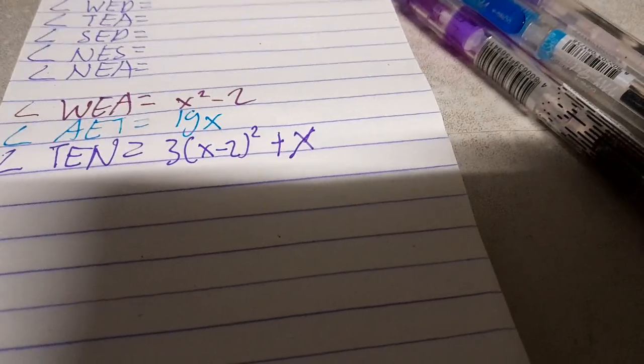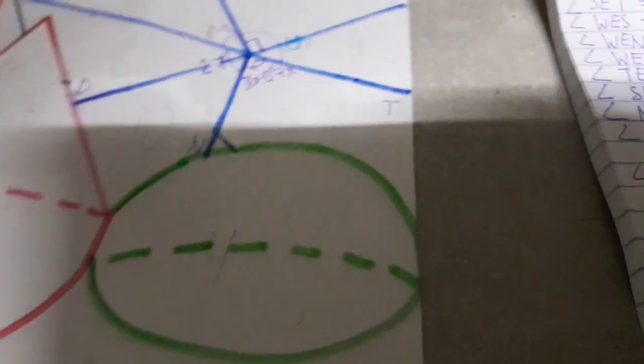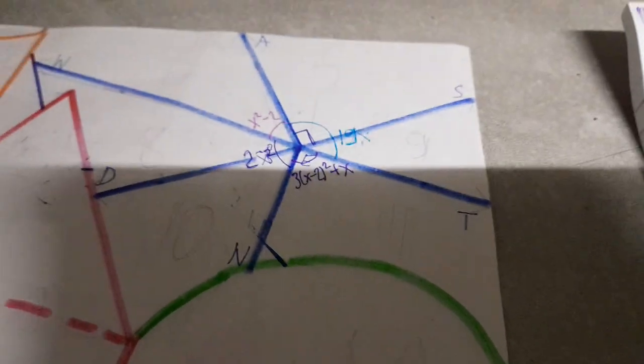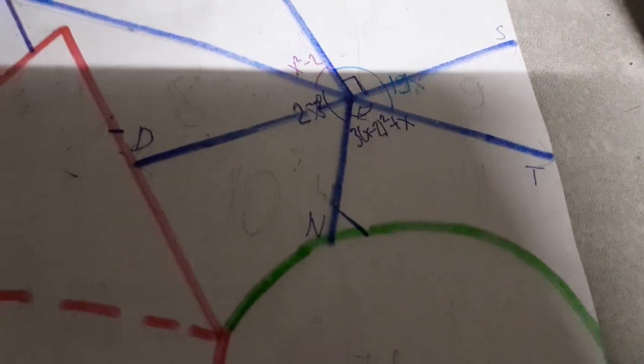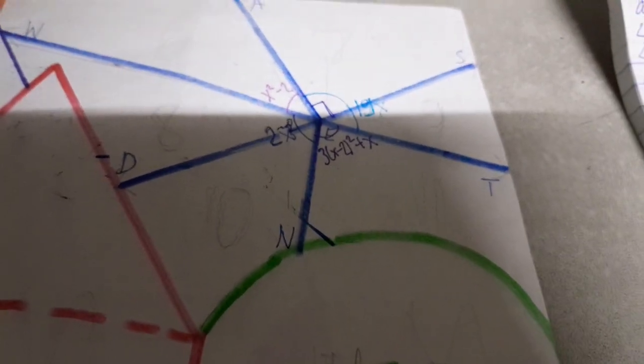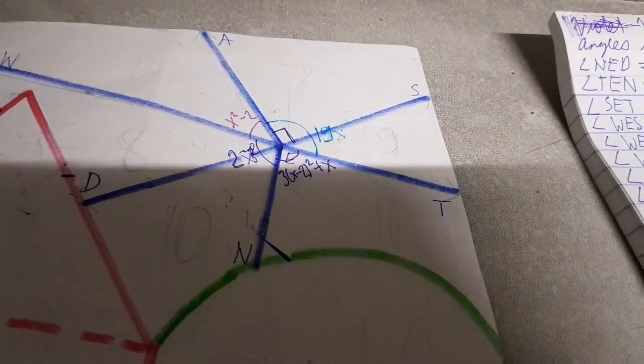Next, we have angle NEW. And angle NEW measures 2x squared. Yan, tama. So therefore, WEA, AET, TEN, and NEW. Now we made the coherence.